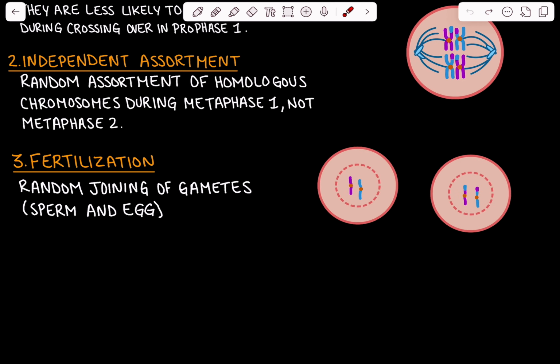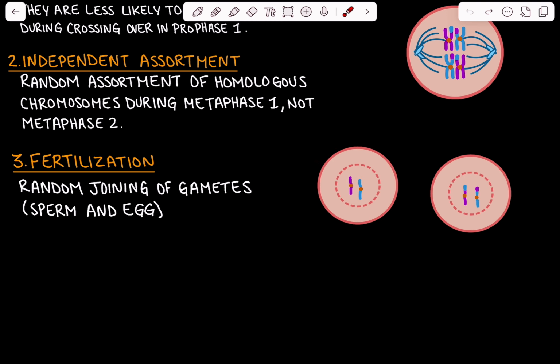Now, the third way we can have variance is through fertilization itself. Now, fertilization, it's the joining of gametes. So it's the joining of the sperm and it's the joining of the egg. They come together, and we don't know what genetic information each of these gametes is holding. You know, one of those gametes could encode for brown eyes or blue eyes, and the other one could encode for green eyes or black hair or brown hair. Now, since we don't know what the egg gamete and the sperm gamete encode for, it's completely random.